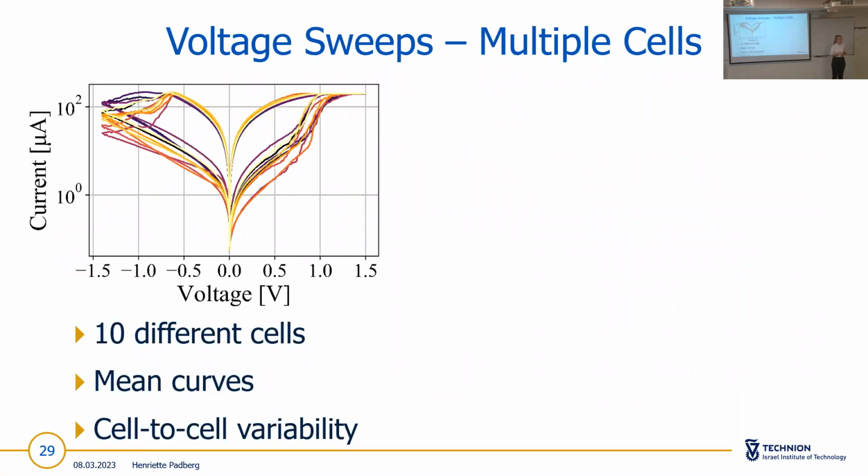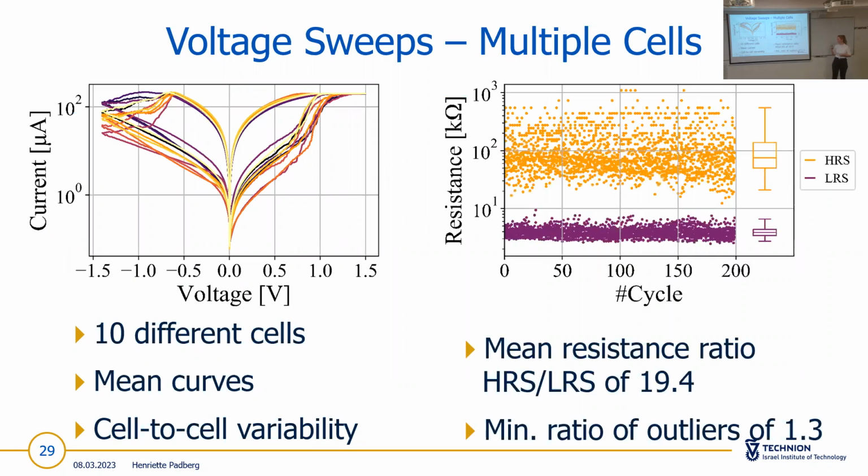If we then go over to comparing multiple cells, doing exactly the same measurements, each 100 cycles, you can see here the result of the mean curves of those cells. And here you can see the cell-to-cell variability, which has to be taken into consideration for later applications. What you can also do is extract the resistances for all the 100 cycles for all the cells, and then plot it all together in this graph. You can see here that the distributions of HRS and LRS are extended.